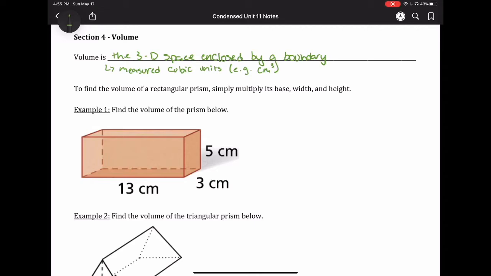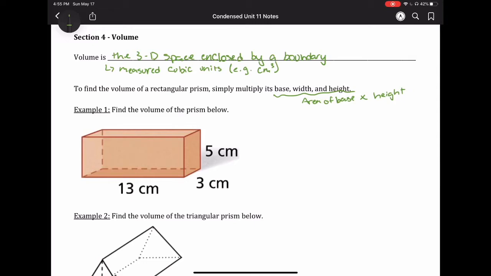All right, to find the volume of a rectangular prism, simply multiply its base, width, and height. If you remember from the area of a rectangle, the area of a rectangle is length times width, or base times height. So essentially what this is saying is that you take the area of the base and you multiply it by the height of the prism.